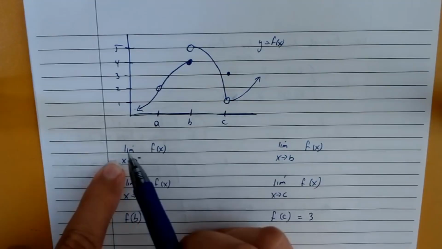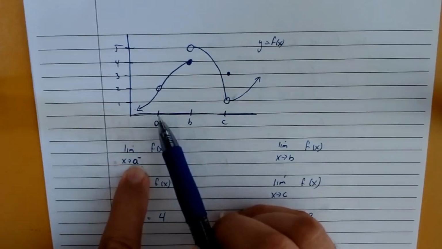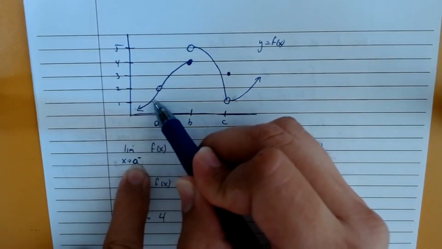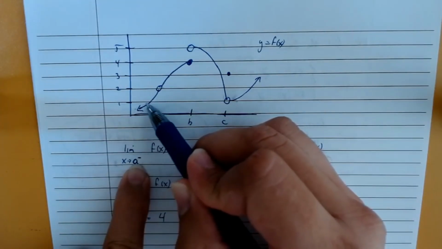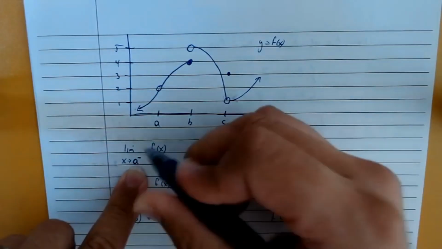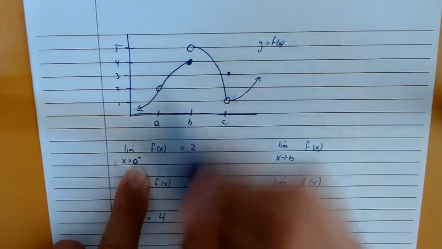All right, so let's start with this one. Limit as x approaches a. Okay, well, here's my a. And I'm doing it from the left. Okay, so I'm starting from this side. As my x gets closer and closer to a, my y value keeps going up and up toward 2. So here this limit is equal to 2. Notice it's only the limit from the left. I didn't even worry about the right.